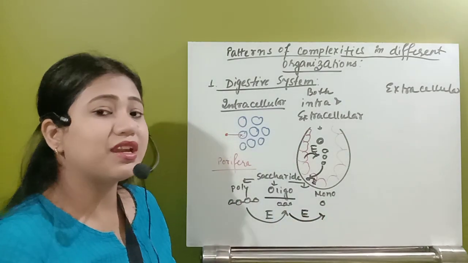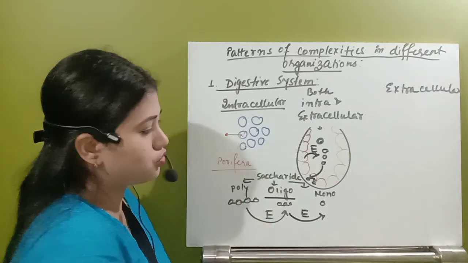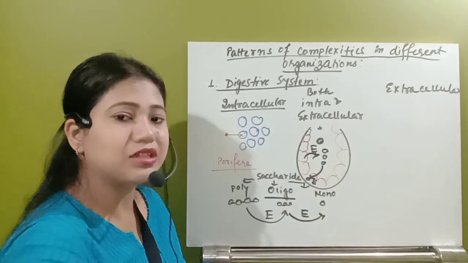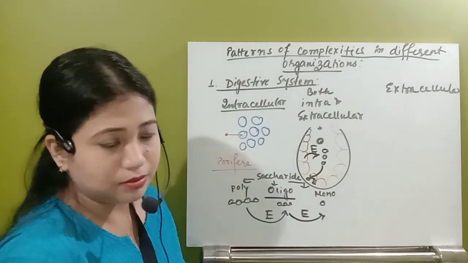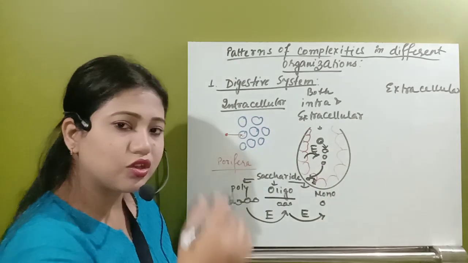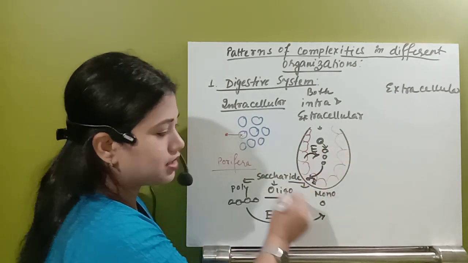Now those enzymes are intracellular enzymes. Earlier those enzymes were extracellular. So this enzyme which is acting in the gastrovascular cavity, that means it is outside the cell in a cavity, the digestion had taken place. Now whenever that large food molecule is broken down into smaller pieces, those are actually the oligosaccharides.